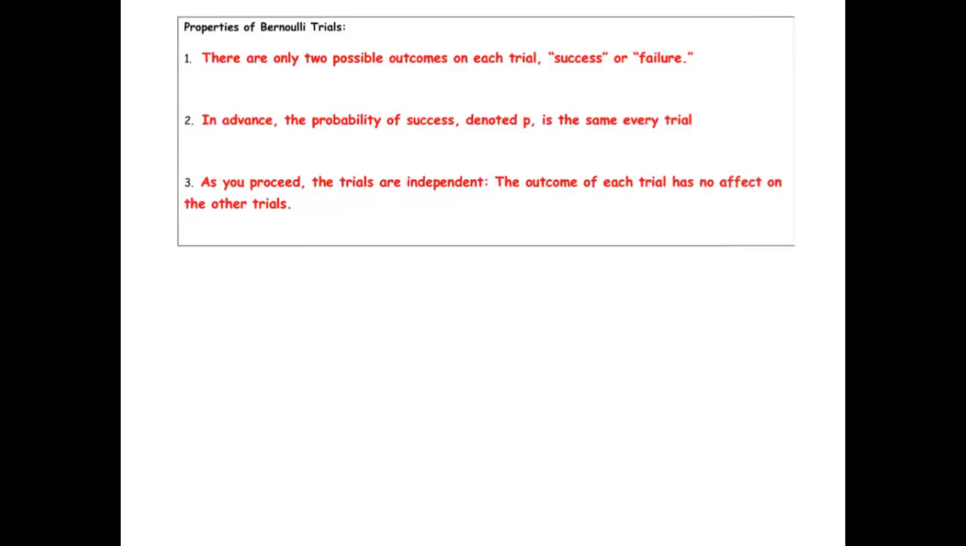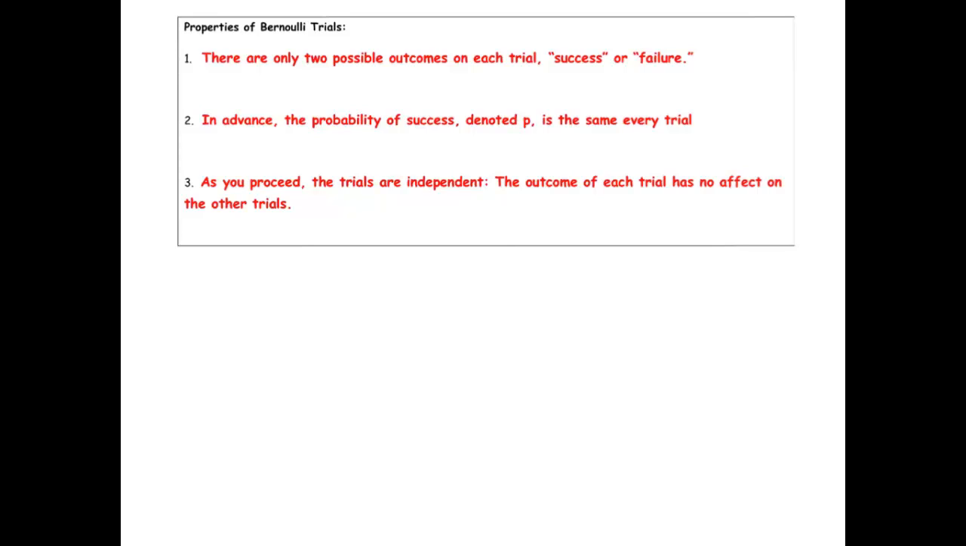So again, there are only two possible outcomes on each trial, the success or failure. In advance, the probability of success is the same every trial, and as you proceed, the trials are independent. In other words, the outcome of each trial has no effect on the other trials.